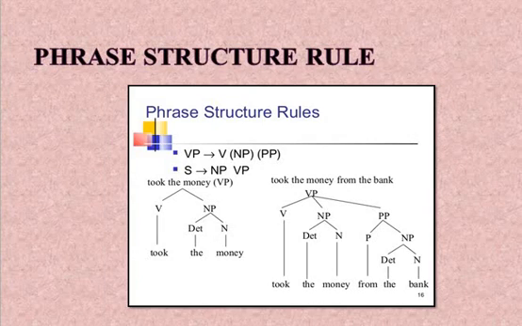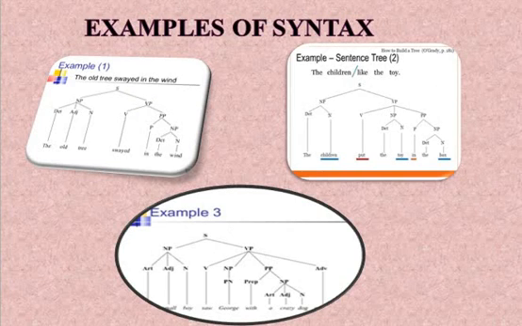Here is the tree diagram of syntax. Here is the sentence: Took the money from the bank. You can see took is the verb, the determiner and money make an NP, and overall it's a VP, and from is a preposition, and the determiner and bank, the noun, make an NP. This is the tree diagram. You can see there are a lot of examples of tree diagrams.